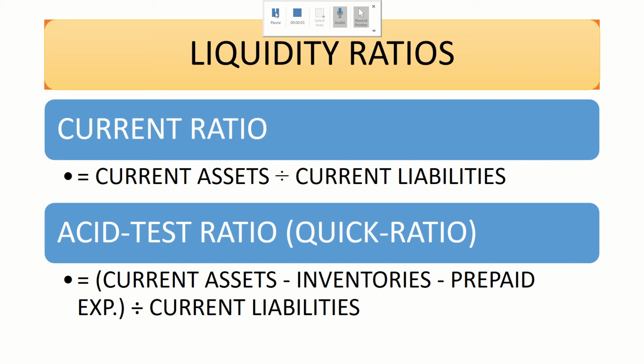Liquidity ratio measures a company's ability to meet its debt obligations using its current assets. When a company is experiencing financial difficulties and is unable to pay its debt, it can convert its assets into cash and use the money to settle any pending debt with more ease. Some common liquidity ratios include the current ratio and the acid test ratio, or quick ratio.